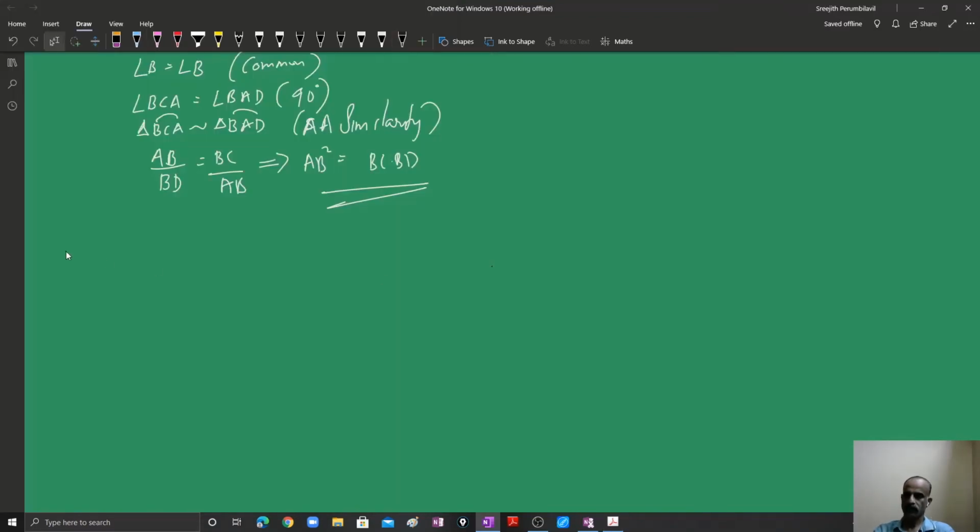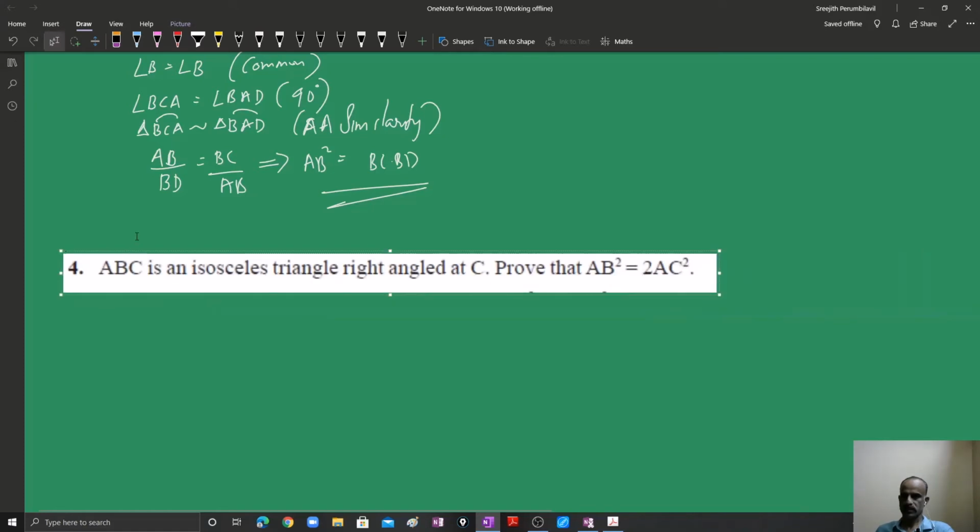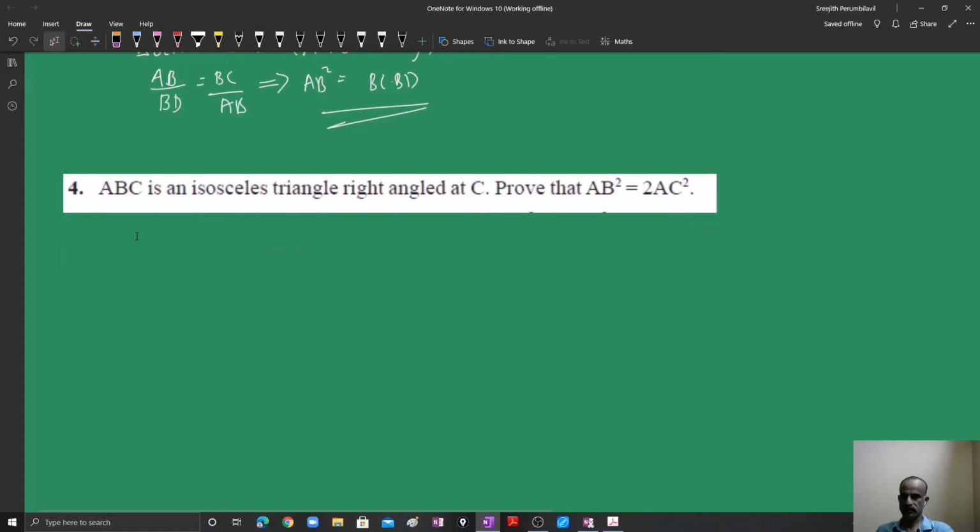Question number 4. ABC is an isosceles triangle, right angle at C. Prove that. A very simple question. ABC is a right angled triangle, right angle at C. So let us draw a right angled triangle. Name it as right angled at C: A, B and C. Prove that it is a right angled isosceles triangle.